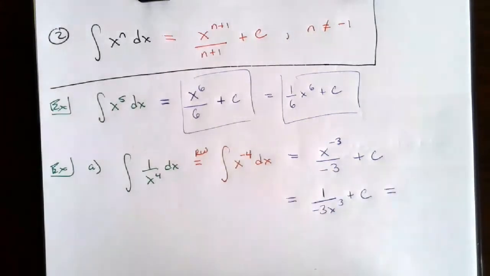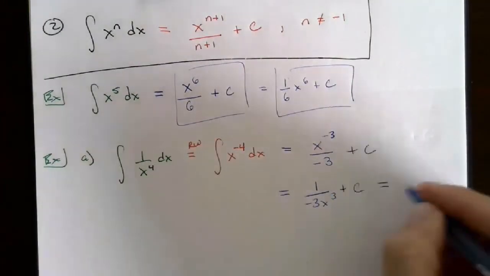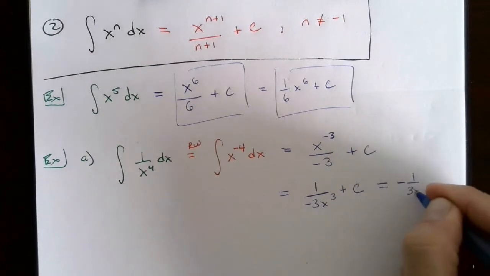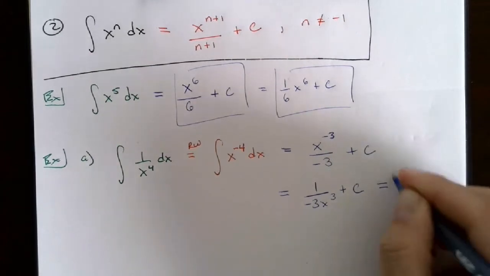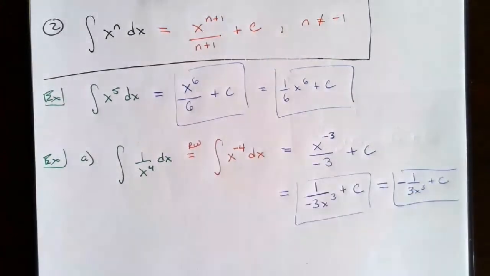And more typically, you will see that negative sign. Remember, for a fraction, it can be in the numerator, denominator, or right out in front. More typically, you'll see it out in front. So -1 over 3x to the 3rd plus c. These are equivalent. I would accept either of these. But you do want to rewrite it without any negative exponents appearing in your answer.